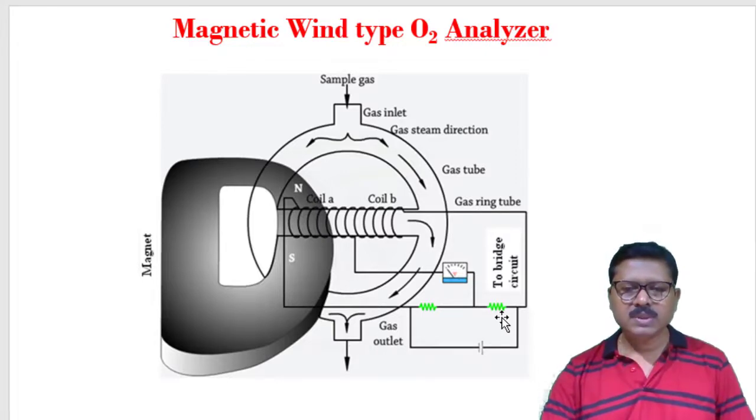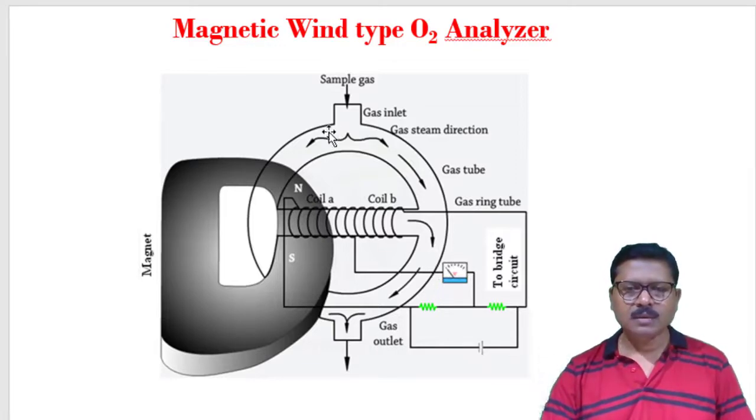Now at the initial situation where no sample gas is inside the tube, the resistances of these four arms are such that the bridge is in balanced condition, means there is no output here, or the null condition.